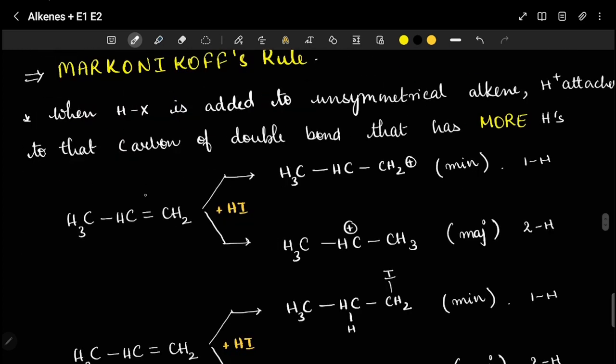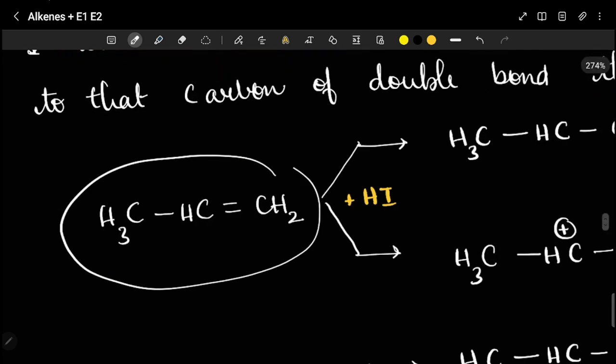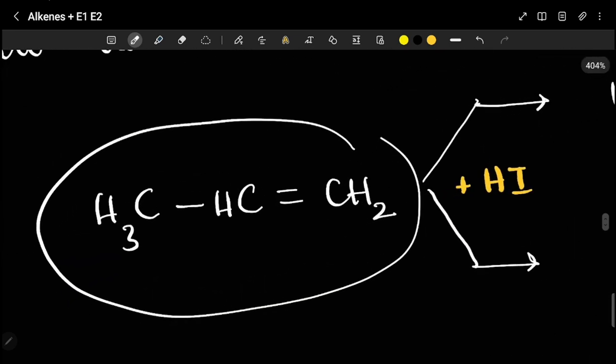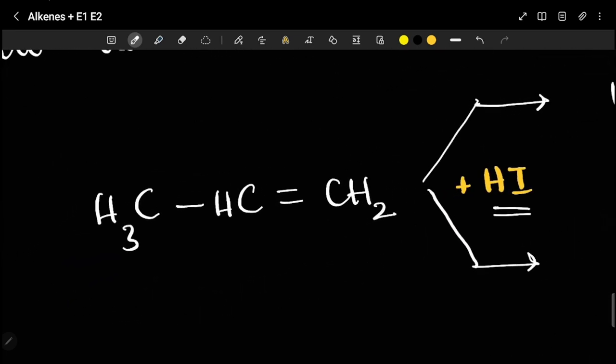Okay, so now don't see this. This is the alkene you're having. You are adding HI to it. Now the hydrogen should go and attack where there are more hydrogens. Like here there are more hydrogens, right? The hydrogen goes and attacks here. So CH3 is formed first as the double bond breaks, and then a positive charge is formed. The 2-degree carbocation is more stable. That is how this mechanism works.